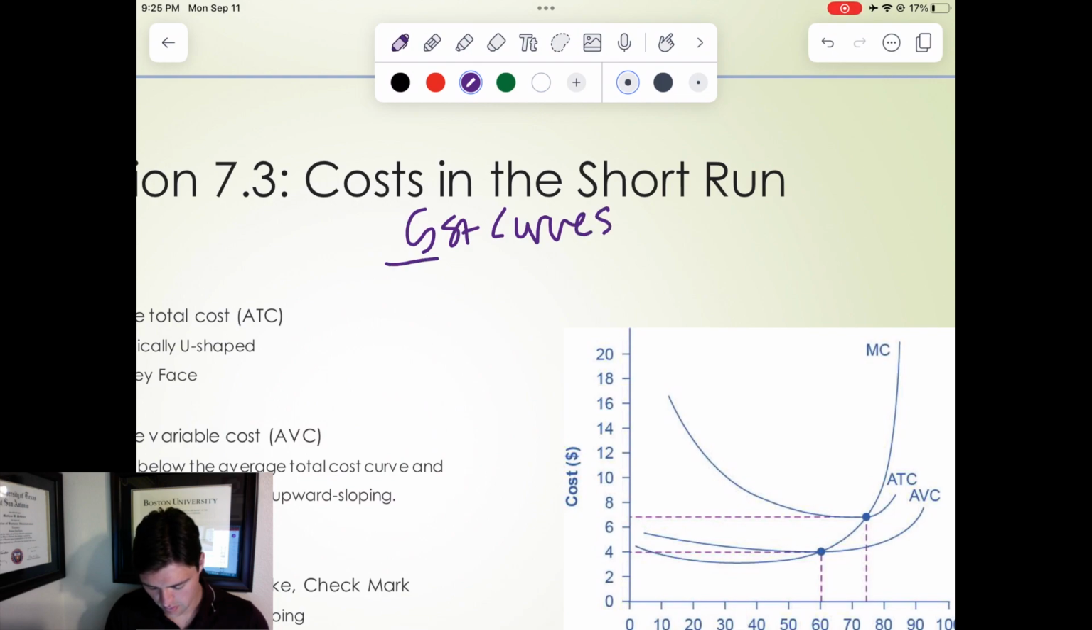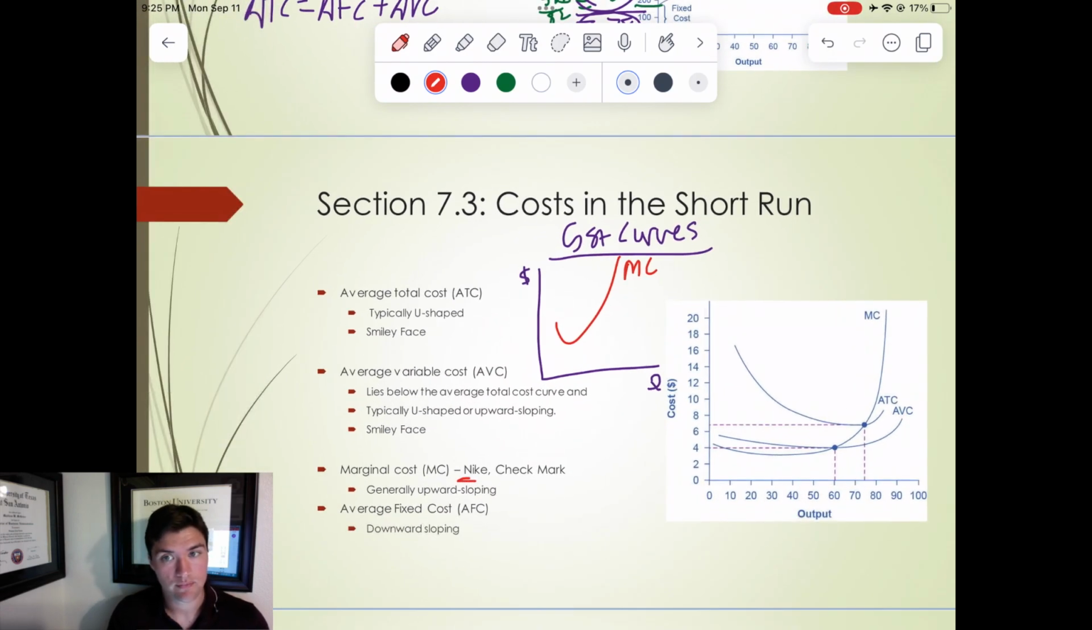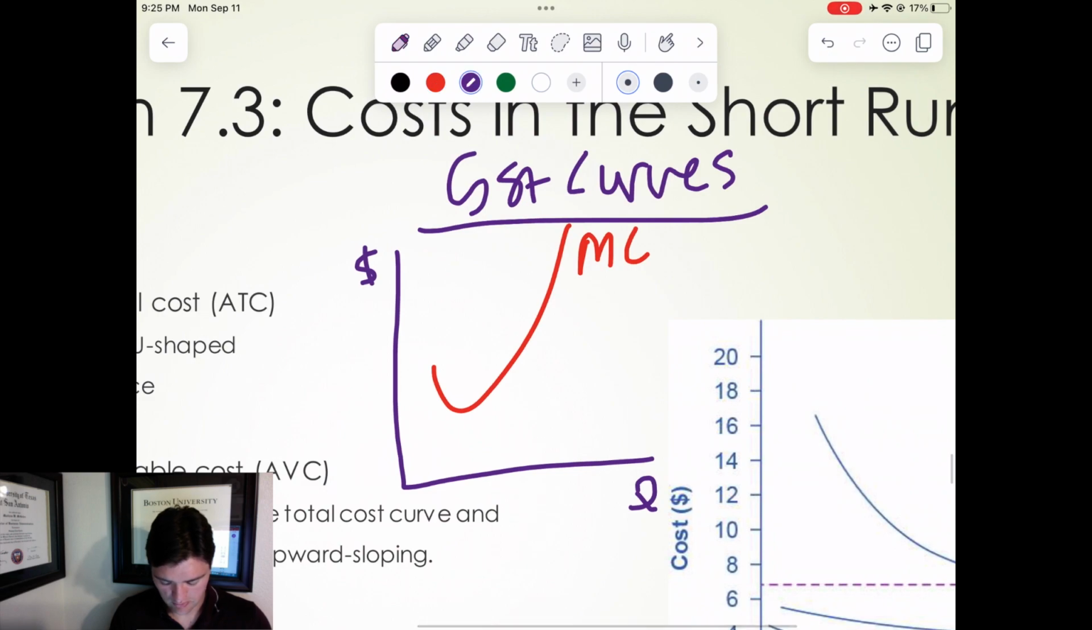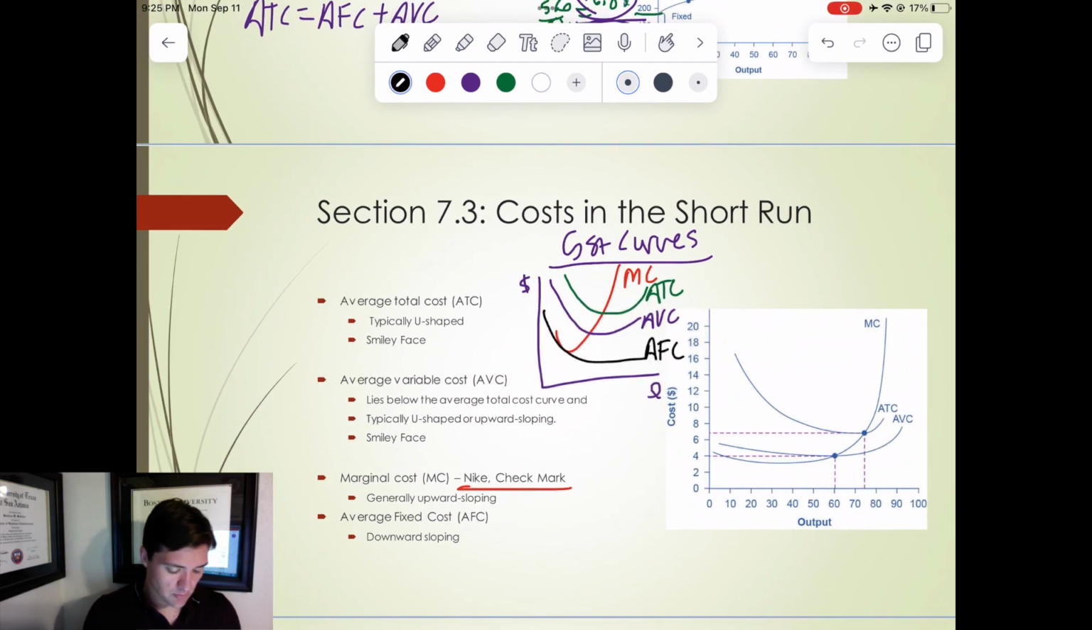Here's how they go. You have the cost, quantity. You have the marginal cost. Marginal cost is going to be like a Nike check mark. Okay, it's going to go down. It's going to go back up. Then you're going to have the average total cost, which is going to look like this. You're going to have the average variable cost, which looks like this. And then you're going to have the average fixed cost, which looks like this. Okay. So the average total cost is going to be a U shape, like a smiley face.